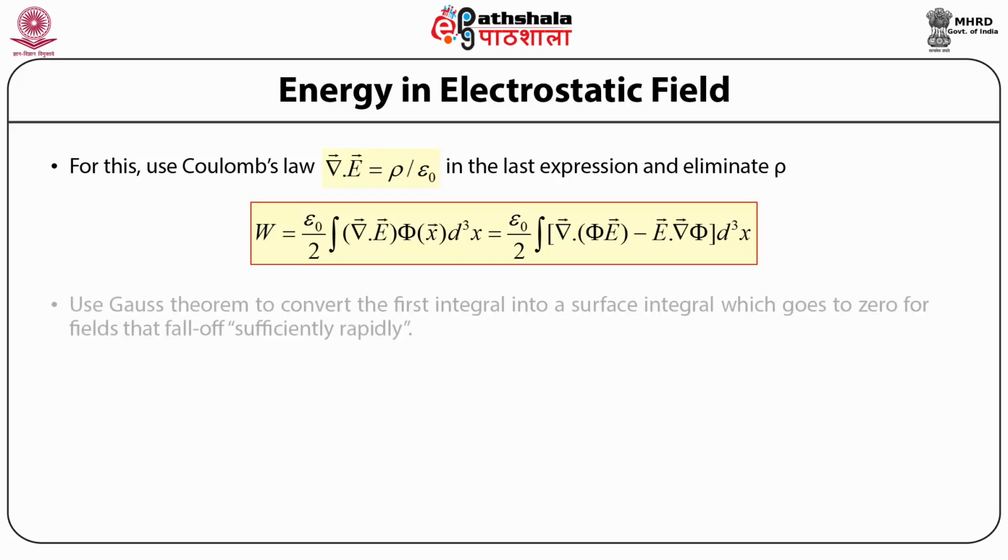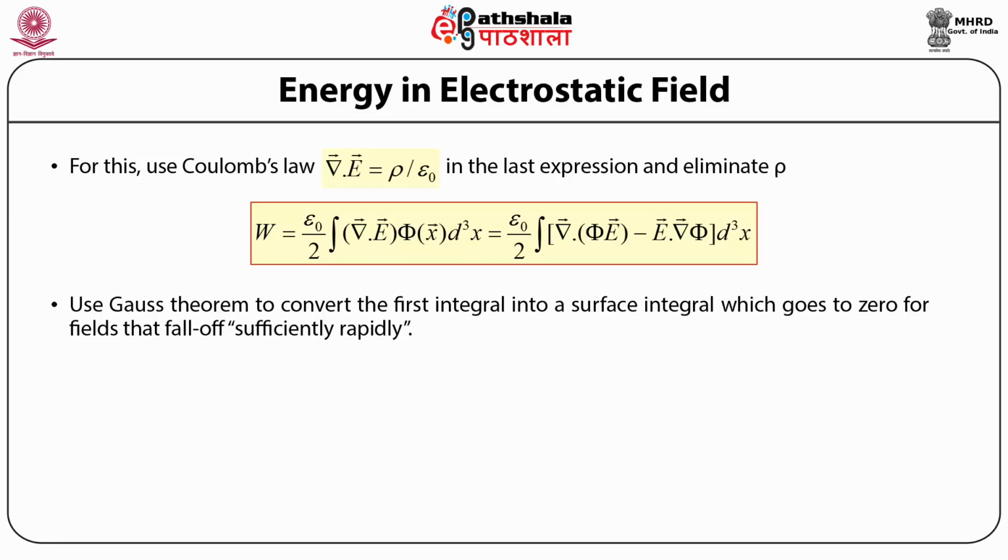Now here we can use the Gauss's theorem to convert the first integral into a surface integral, because we know that using the Gauss's theorem, if we have the divergence of a vector quantity in a volume integral, then it can be converted into a surface integral. So doing that, we get a surface integral which goes to 0 for fields that fall off sufficiently rapidly. That is the first term on the right hand side. If it is converted into a surface integral using the Gauss's theorem, then for fields that fall off sufficiently rapidly with the position vector, this integral goes to 0.